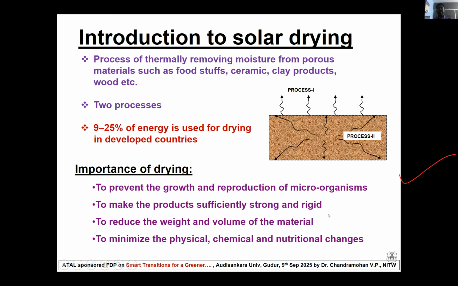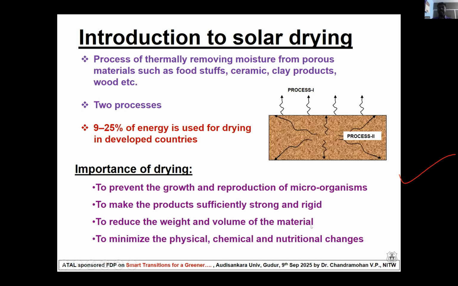Drying also makes the product sufficiently strong and rigid. If you take building materials, when you remove the moisture from them, they will be strong and very rigid, and can be installed for flooring or wall purposes. And then to reduce the weight and volume of the material, in most cases we dry the food products to reduce the mass and volume. For example, paddy straw. In villages, we dry the paddy straw, and once the moisture is removed, we store it in a secluded place or in the corner of a paddy field, and then it can be usable year round.